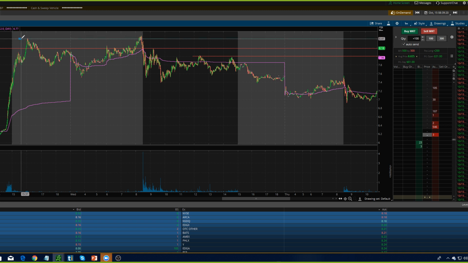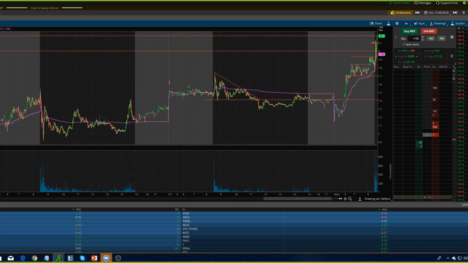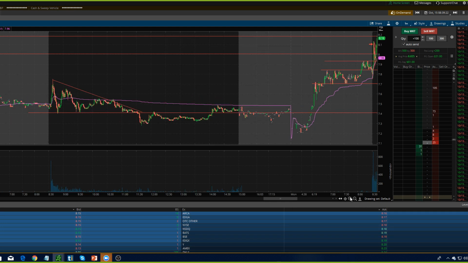Like Tiny says, we'll take the meat. Right. Take the meat of the move. That's all you're looking for. 840. And that's the plan. And you just let it work.